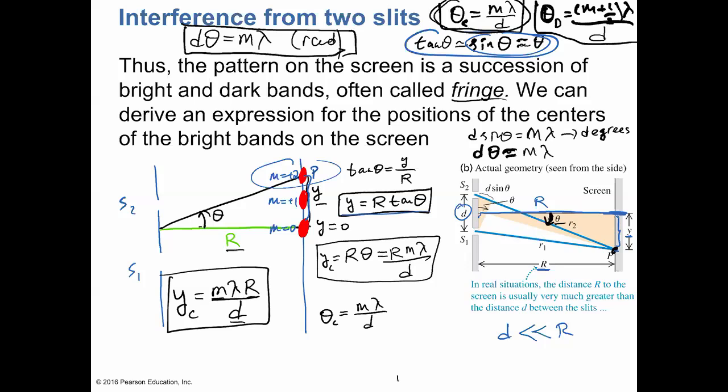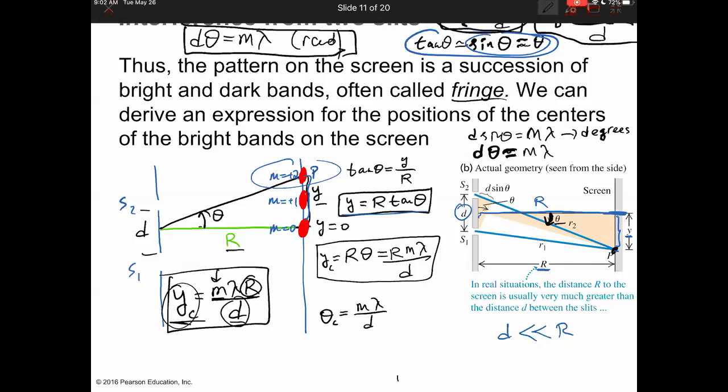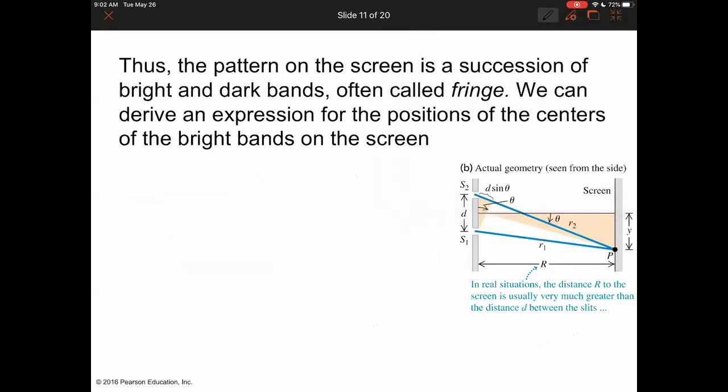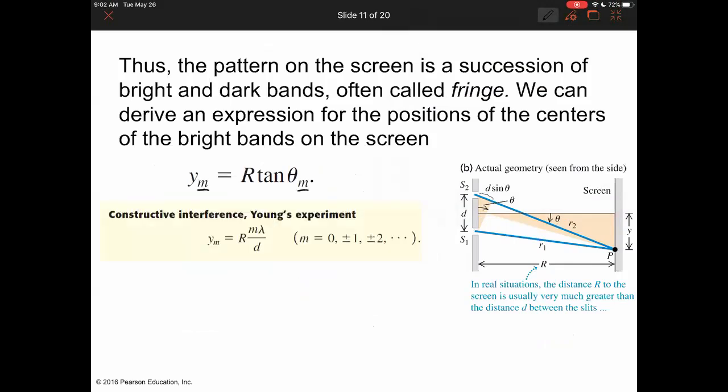You can see it relates several things. This r is the fixed measurement, because we assume this distance never changes. What we have here is that y will change due to the order number. So m equals 1, 2, 3, and you're going to get a different position y. Let's clean this up all together: y of that m order equals r tangent theta m. Then we combine everything, and we get y equals r times m lambda over d, where m equals 0, plus or minus 1, and so on.